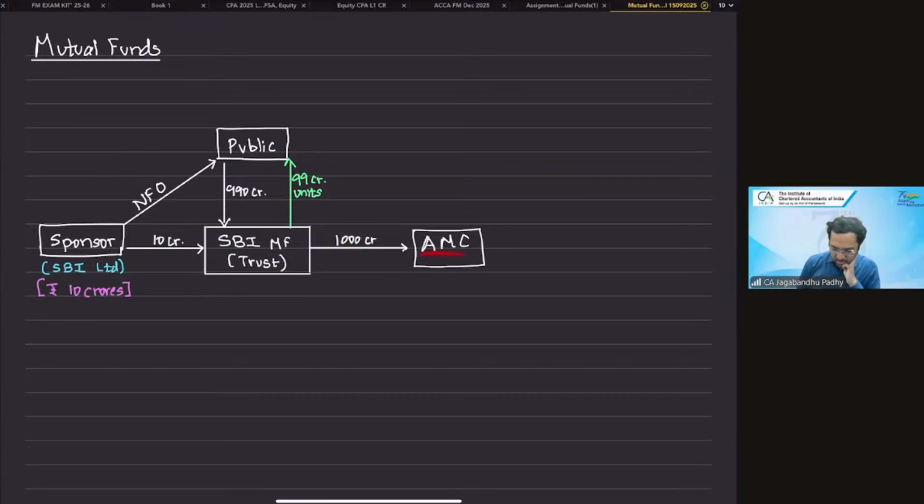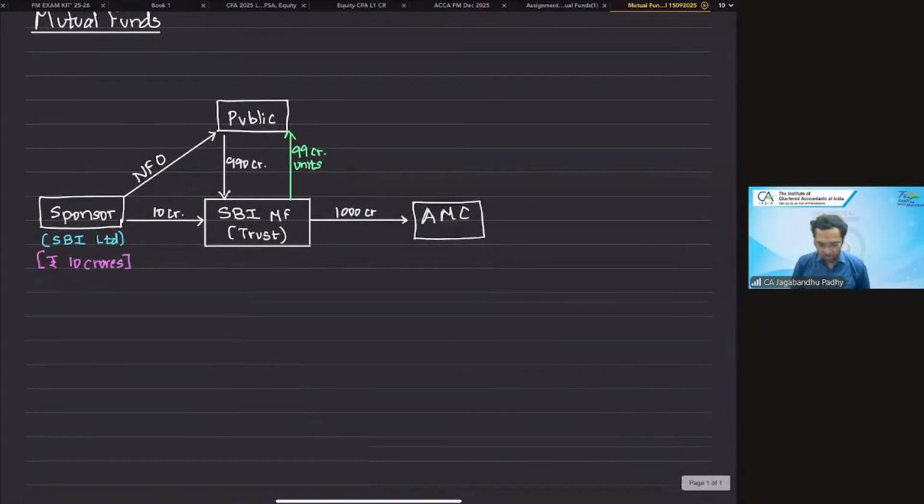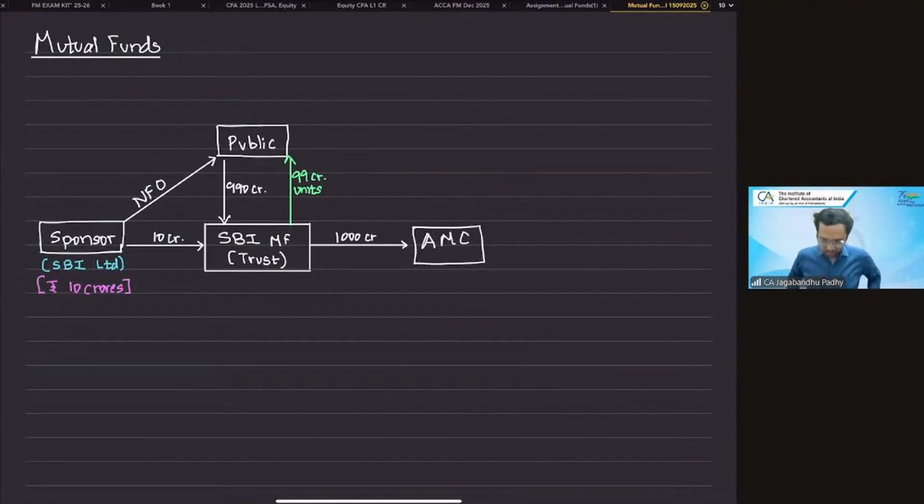So this AMC, asset management company, is going to look after all the management of the 1,000 crores. The entire portfolio is going to be managed by these entities, right? So basically, we have a trust which is going to look after this 1,000 crores, checking whether the AMC is managing properly or not, right? This is what the structure is.